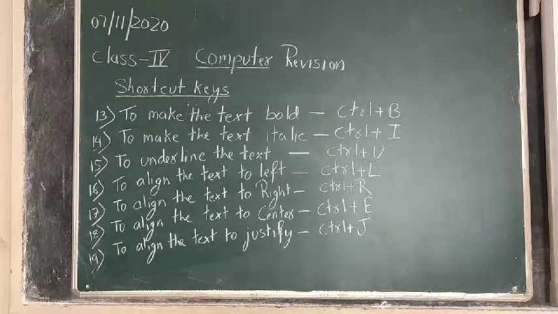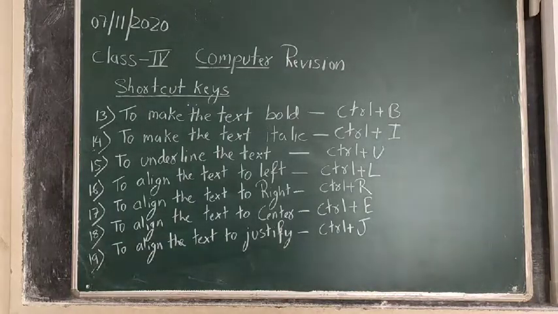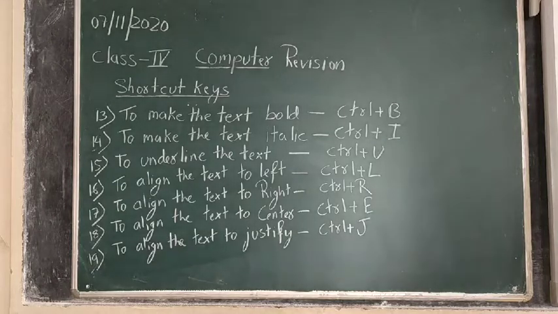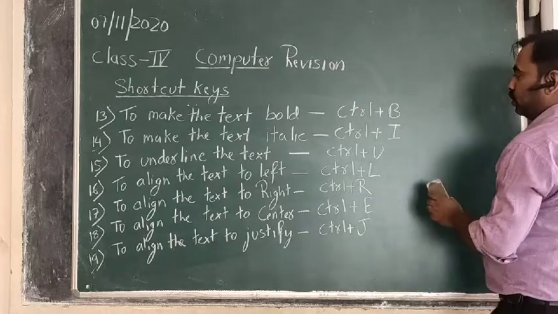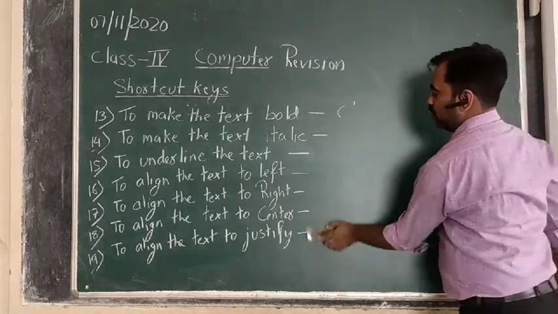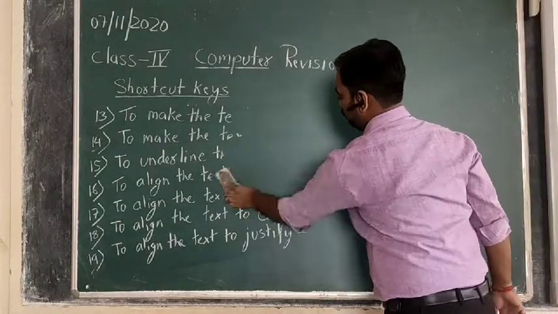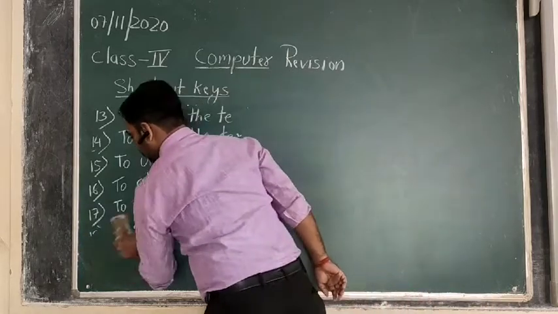So what is the meaning of justify? Justify means to align the document in between the left and the right margin of the page. Okay, so these are about the alignment. Now we move to some more shortcut keys.